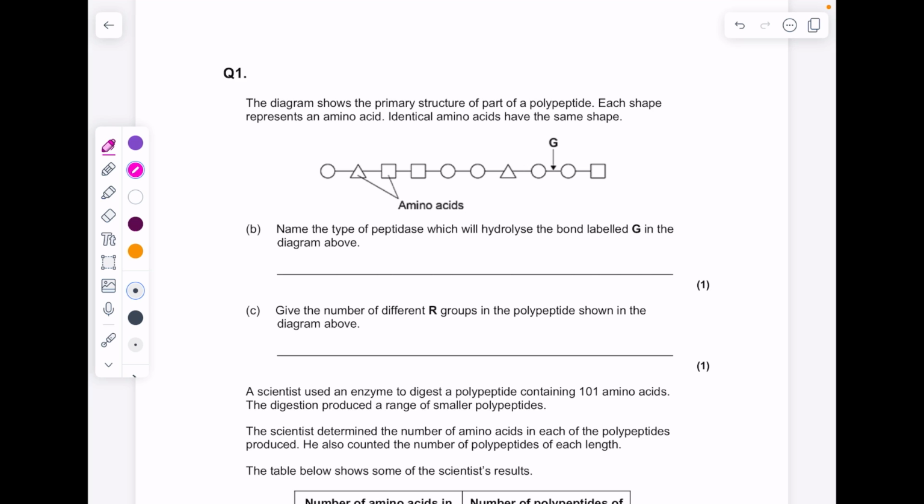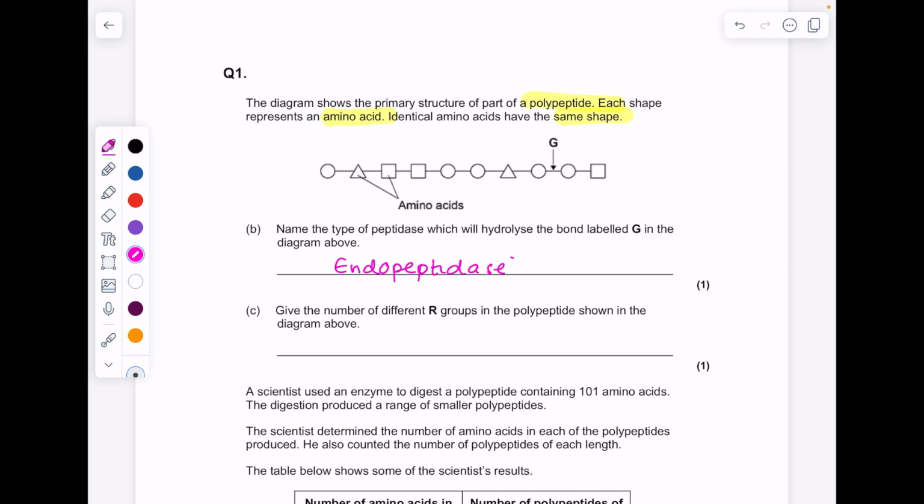The diagram shows the primary structure of part of a polypeptide. Each shape represents an amino acid. Identical amino acids have the same shape. Name the type of peptidase which will hydrolyze the bond labeled G in the diagram above. So we're hydrolyzing the bond between 2 amino acids. It's an endopeptidase.